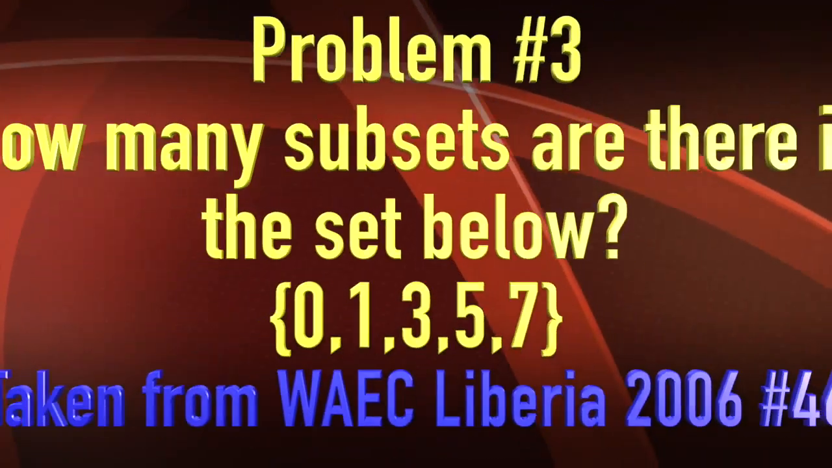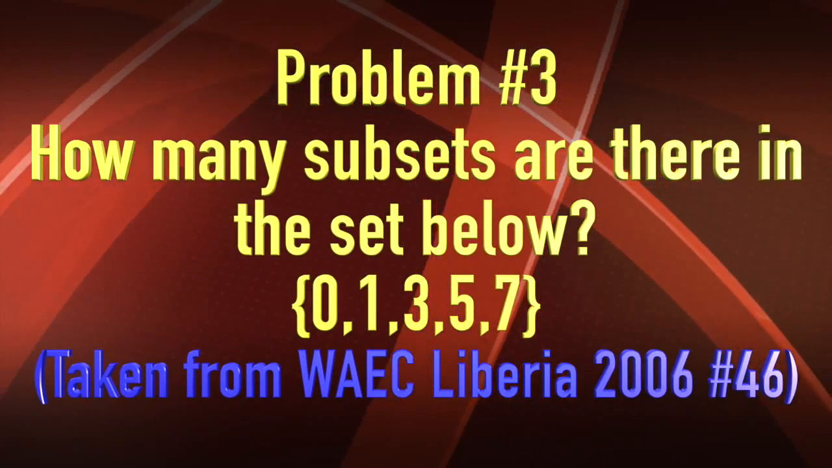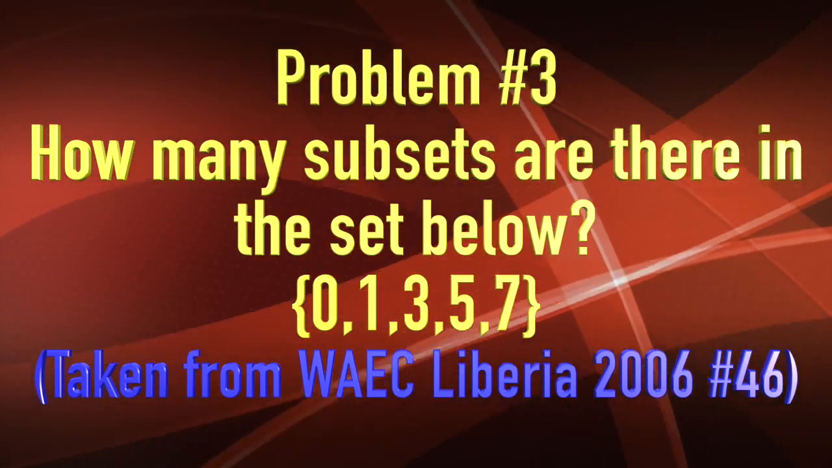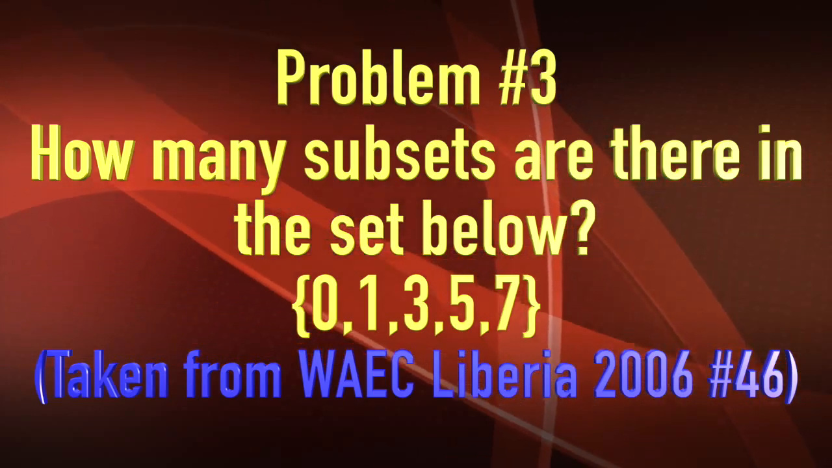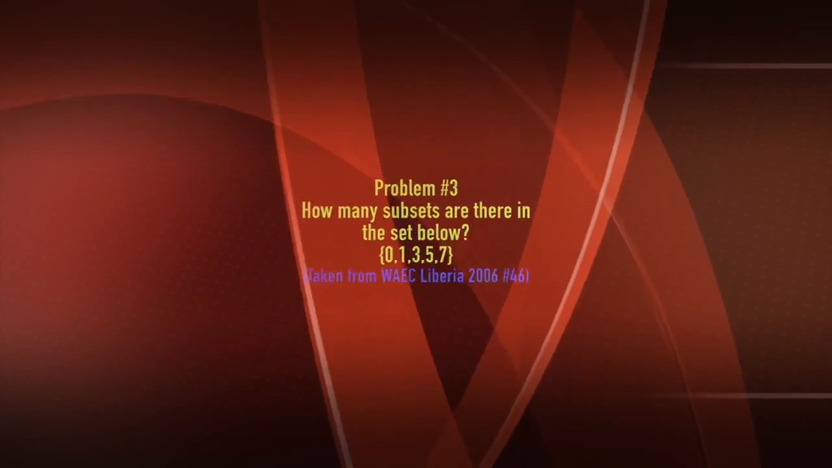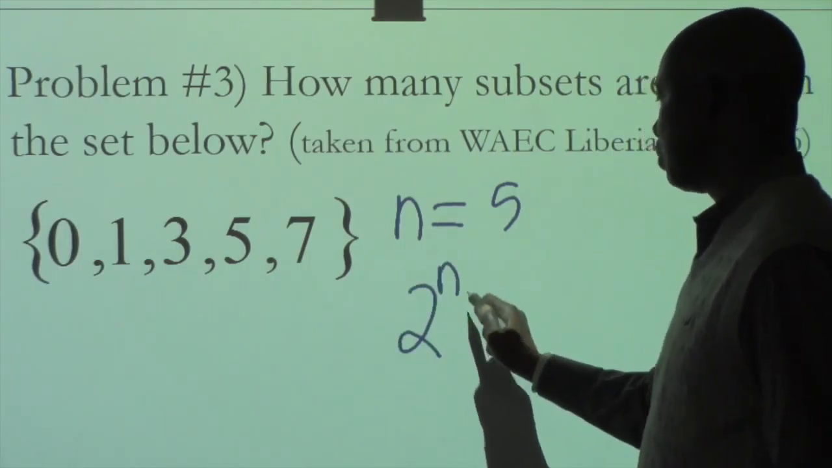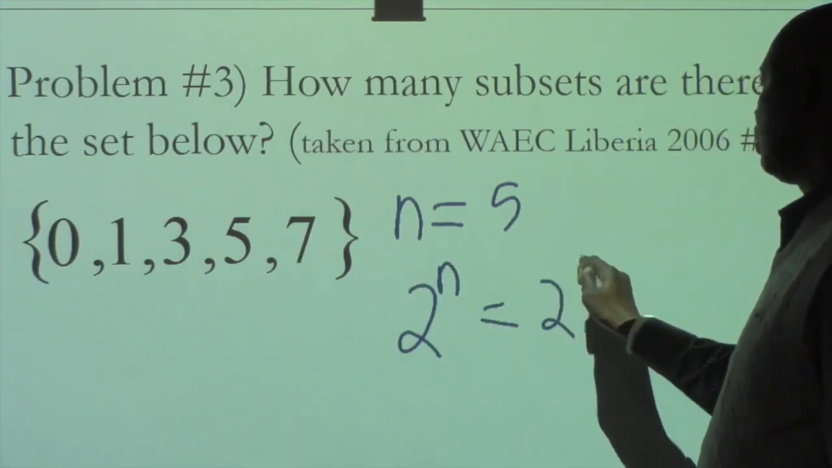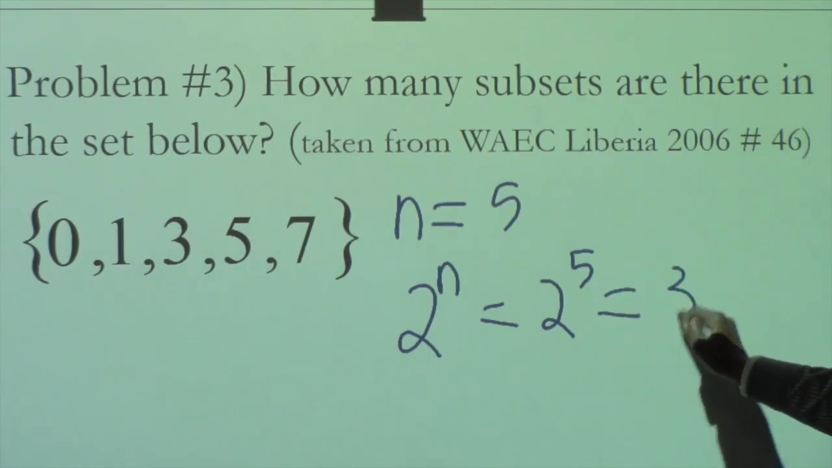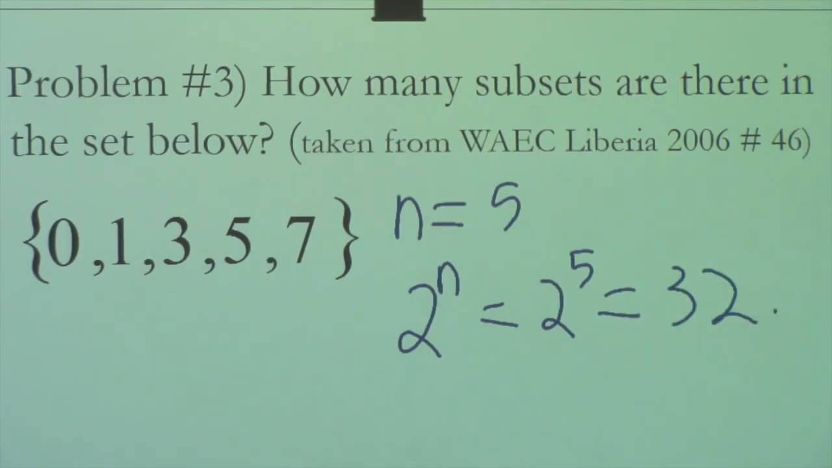30. So it says here, how many subsets are there in the set? So we already talked about this. So how many elements do we have in the set? 1, 2, 3, 4, 5. So n is equal to 5. The number of possible subsets is always given by 2 to the n. That means 2 to the 5th, which will be equal to what? 32.